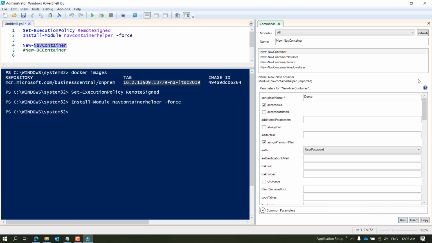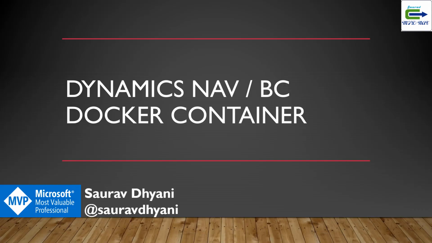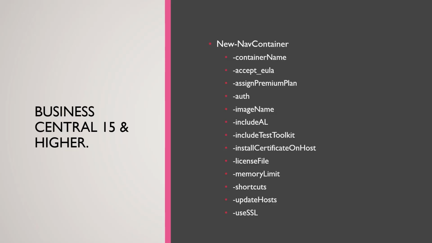So let's quickly see what we should be using as the minimum parameters that we need, in a slide. The first thing we are talking about is Business Central 15 and higher. These are the minimum set of parameters that you need: container name, accept EULA, premium plan, authentication, image name, include AL if you want to use test toolkit, certificate on host is mandatory, license file if you are using test toolkit, memory limit, shortcuts, update host, and use SSL.